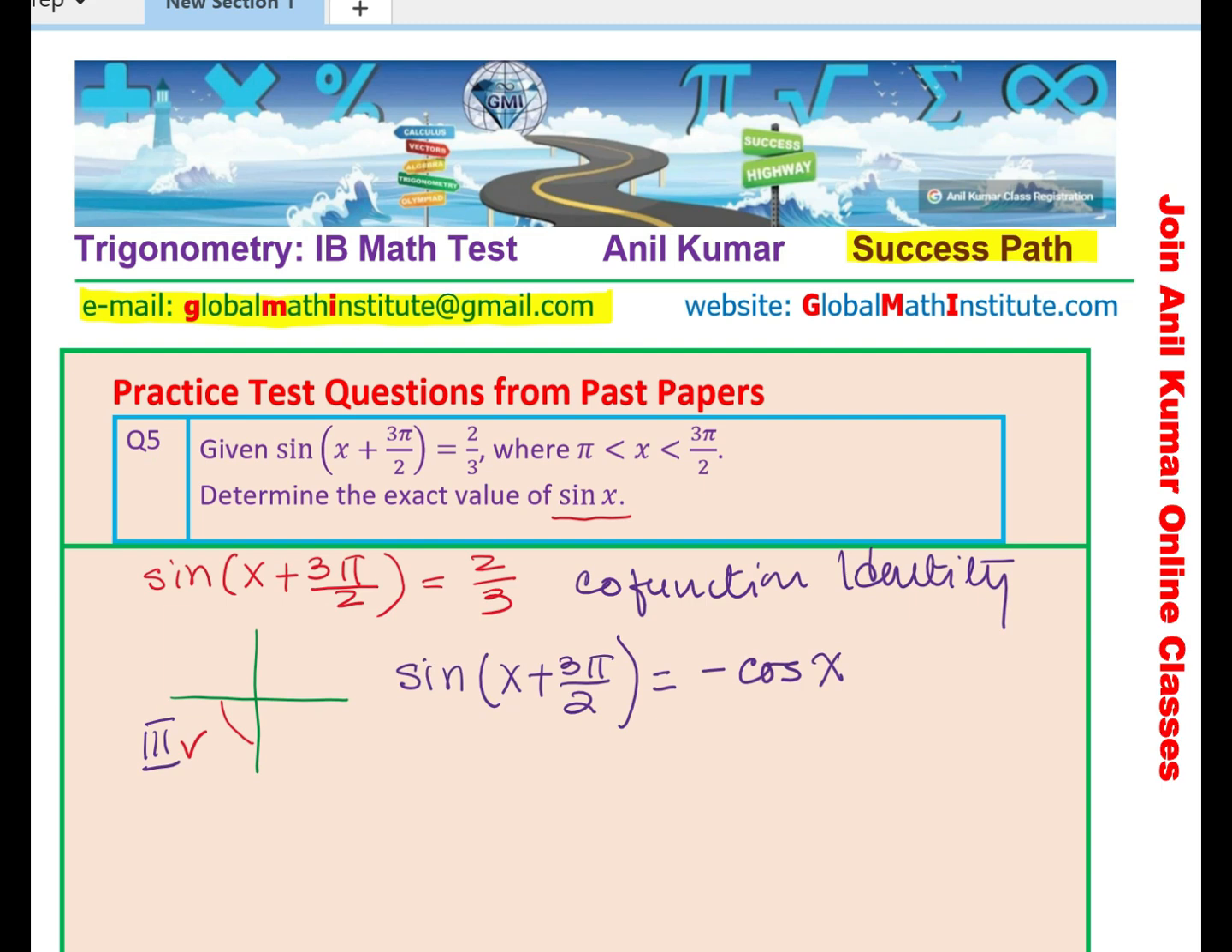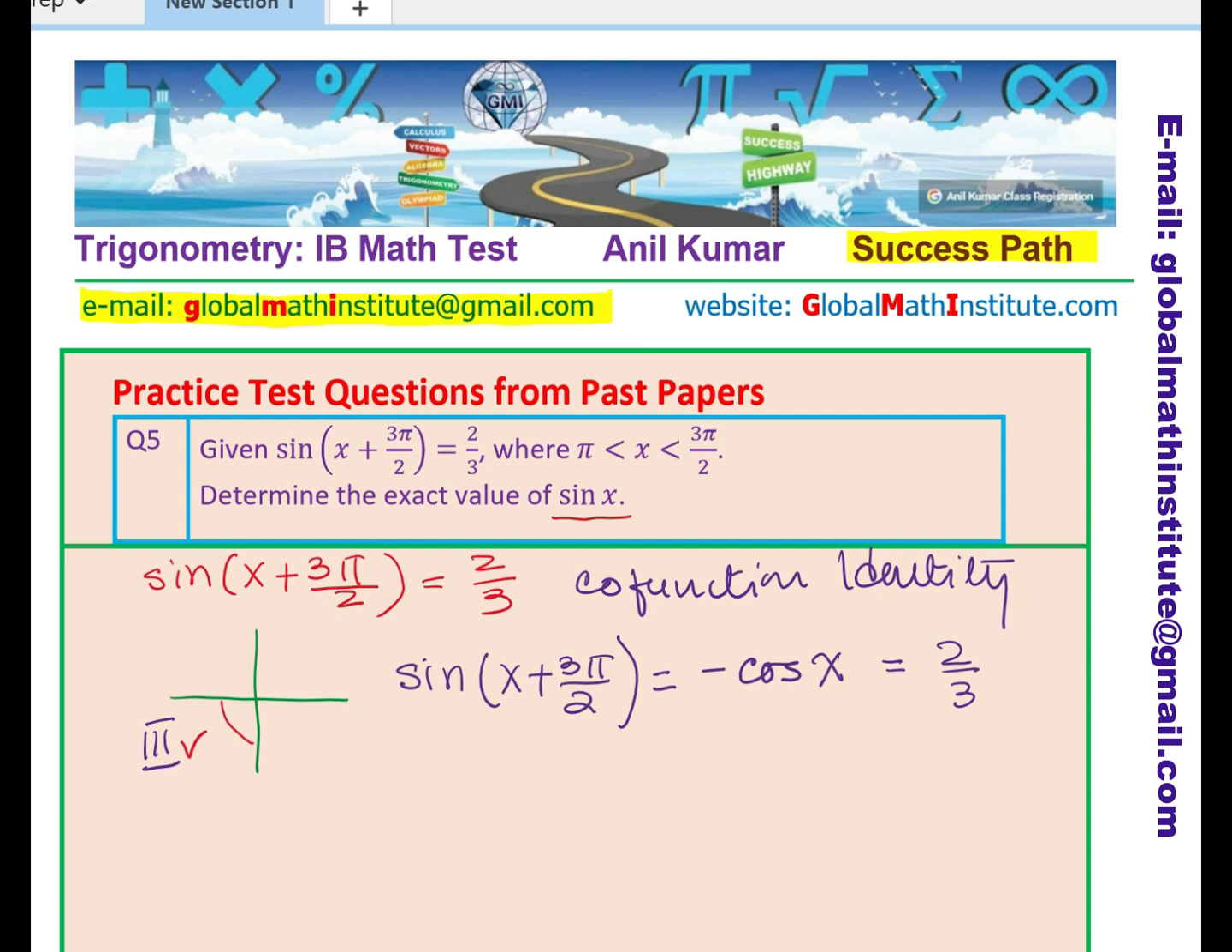Because we know that x is in the third quadrant, in that case cos x will also be negative, right? And sine of x plus 3 pi by 2, we need that to be positive. Therefore, that should be equal to minus cos x. Do you understand? And we are given that this is equal to 2 by 3. Makes sense? So that is what we have.